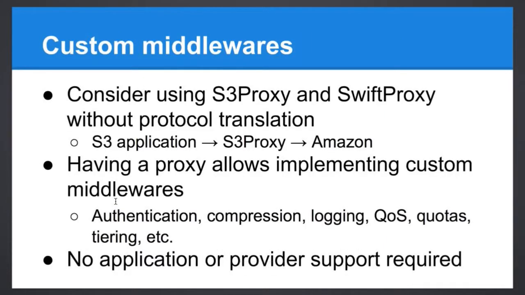A more exciting use of these proxies is actually not merely a protocol translation, but you can actually write middlewares. So consider if you had an S3 application talking to S3Proxy, and that's talking to Amazon. When you have this proxy, this gives you an opportunity to implement new functionality, custom middlewares. So you could do different kinds of authentication schemes like Active Directory. You could do different kinds of compression, logging, quality of service, quotas, tiering.